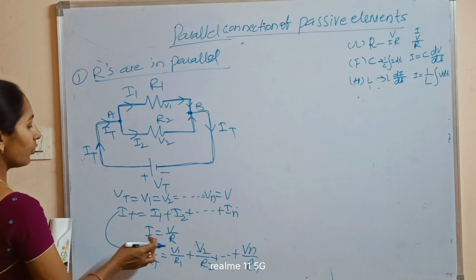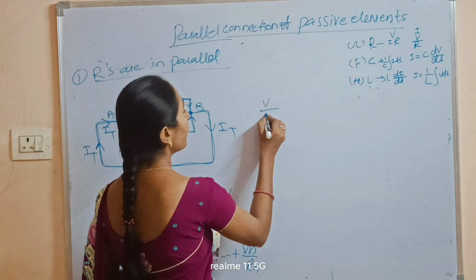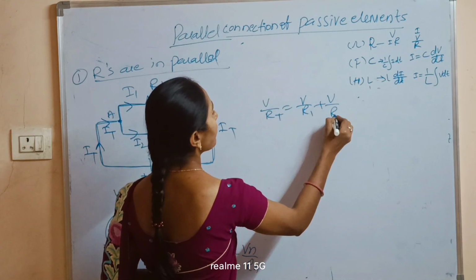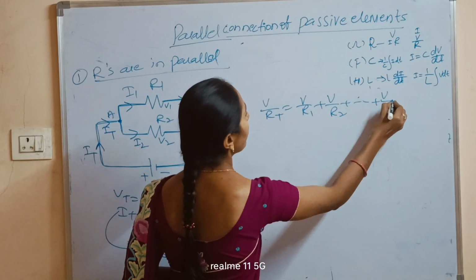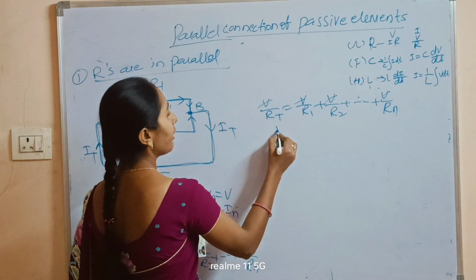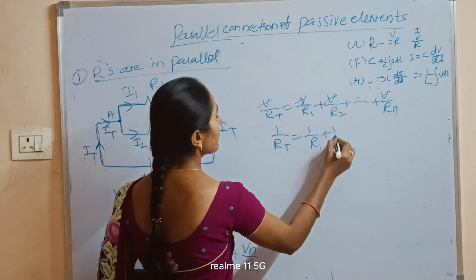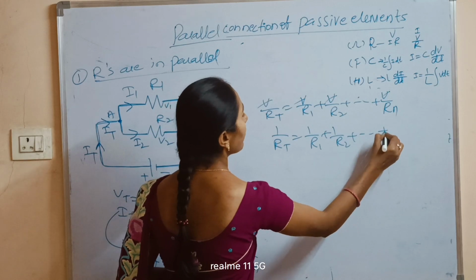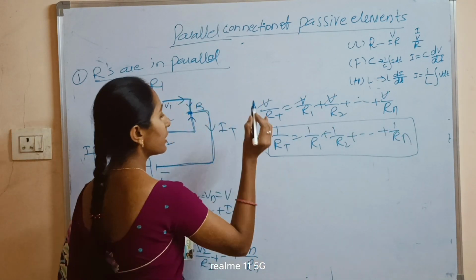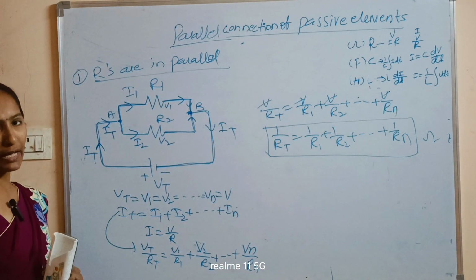Okay. Now here voltages are the same. So the final equation: V by R total is equal to V by R1 plus V by R2 plus so on plus V by Rn. So V gets cancelled. Finally, 1 by R total equals 1 by R1 plus 1 by R2 plus so on plus 1 by Rn. Okay, so this is the total resistance when connected in parallel.